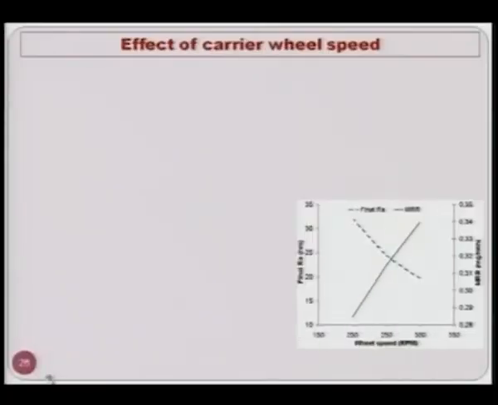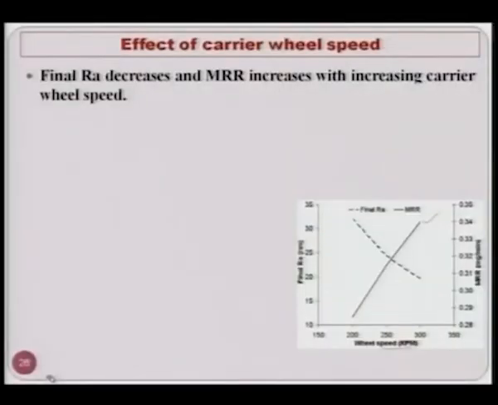Effect of carrier wheel speed: you can see here, as the wheel speed is increasing, the MRR is increasing, because the number of times an abrasive particle is interacting with the workpiece increases as the speed of the wheel increases. And once the material removed is higher and higher, then the surface finish value keeps decreasing till it attains the critical surface roughness value, which I have already explained in some other lecture. Final Ra decreases and MRR increases with increasing carrier wheel speed, as you can see in this figure.